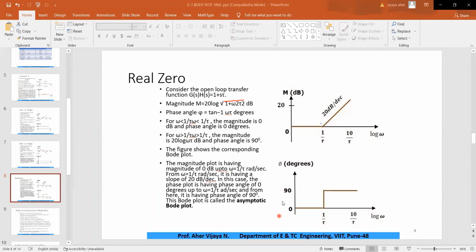So the magnitude plot has magnitude of 0 dB up to omega is equal to 1 divided by tau radian per second. From 1 divided by tau radian per second, it has a slope of plus 20 dB per decade. So from here the slope starts, and since it is plus 20 dB, it increases in this direction. If it were minus 20 dB, it would have gone in the other direction, right?